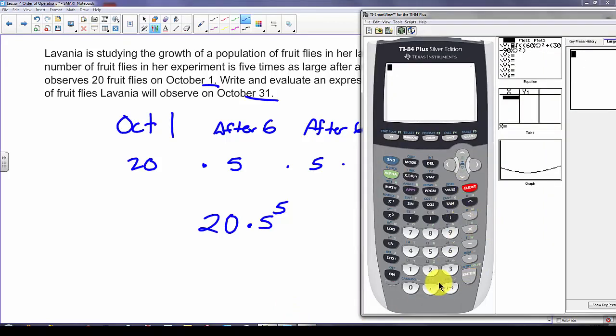In this case, I'll take 20, multiply that, and I like putting it in parentheses, 5 raised to the 5th power. That's how I notate that. My power button is this, what we call a caret. I hit enter, and I get 62,500.